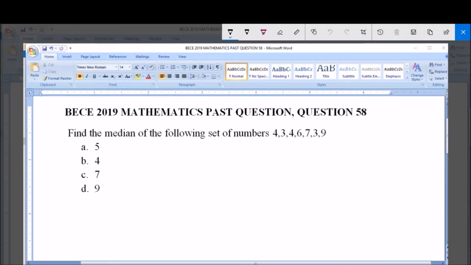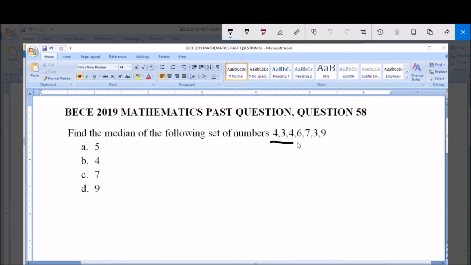Today we're going to be dealing with BECE 2019 Mathematics Past Question, question 58. Find the median of the following set of numbers: 4, 3, 4, 6, 7, 3, 9. A, we have 5, B, we have 4, C, 7, and D, 9. So we have to find the median of this set of numbers.